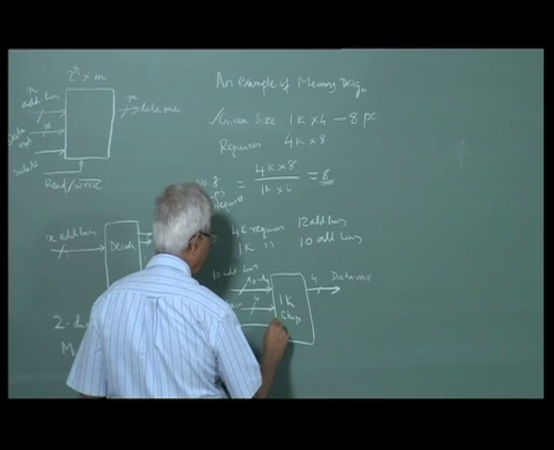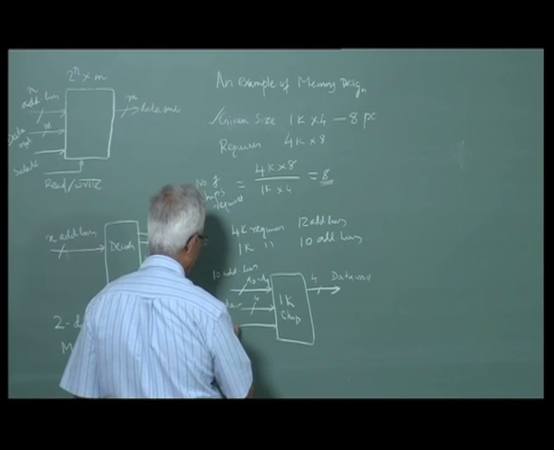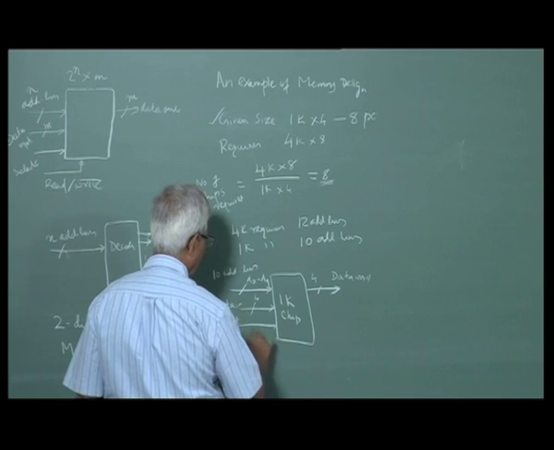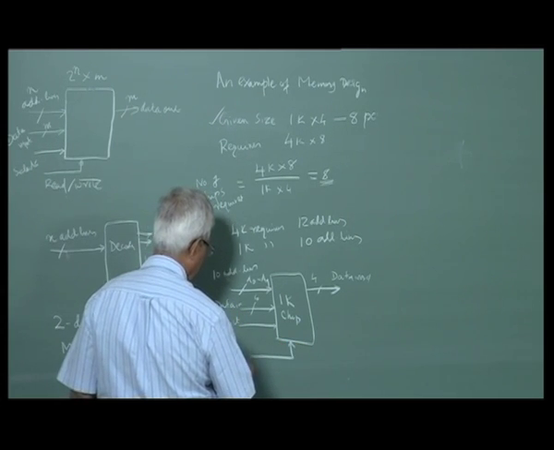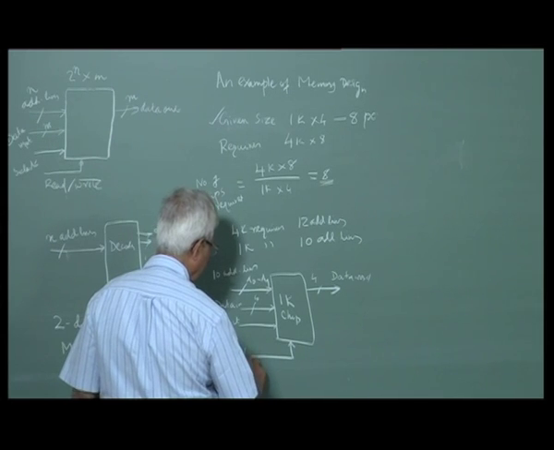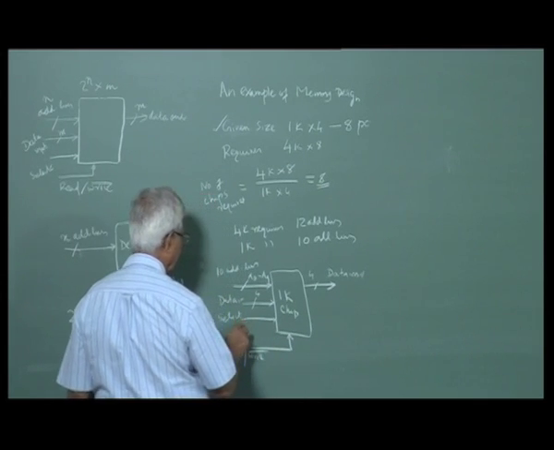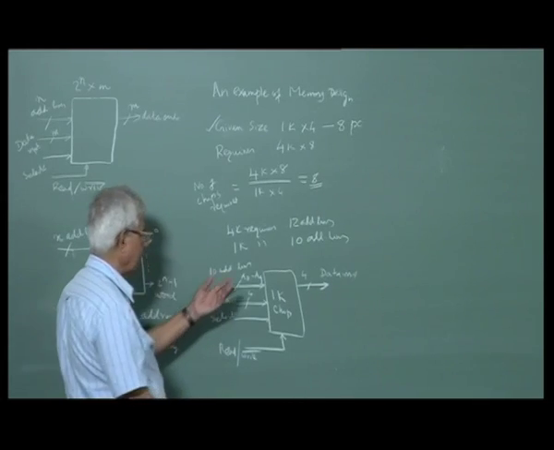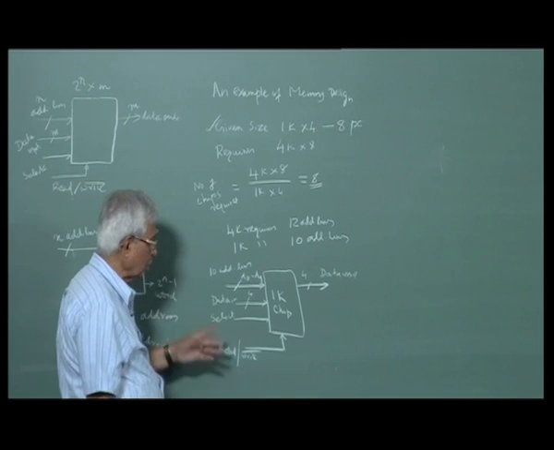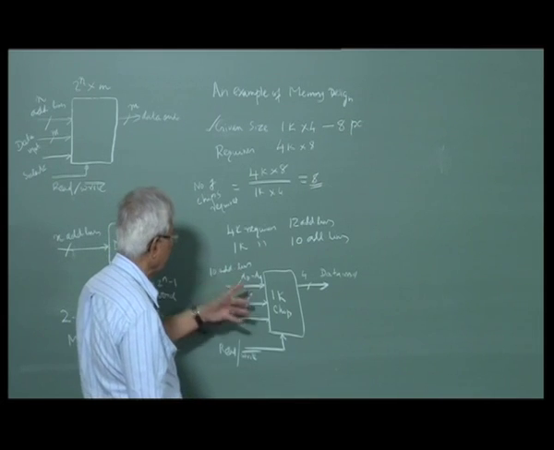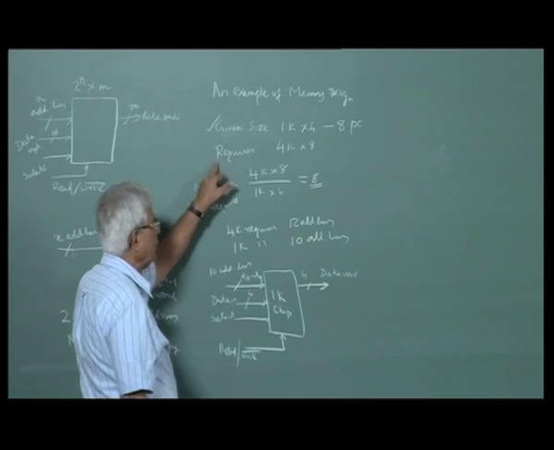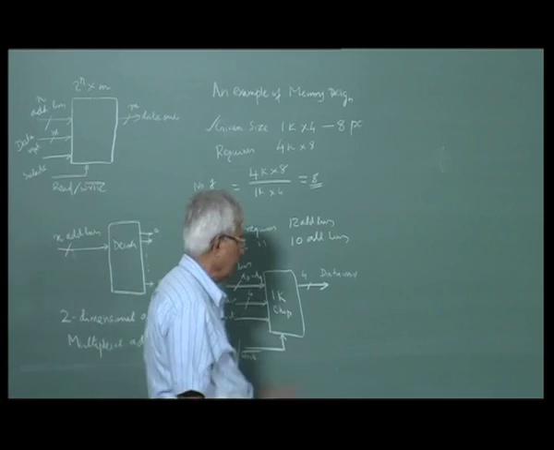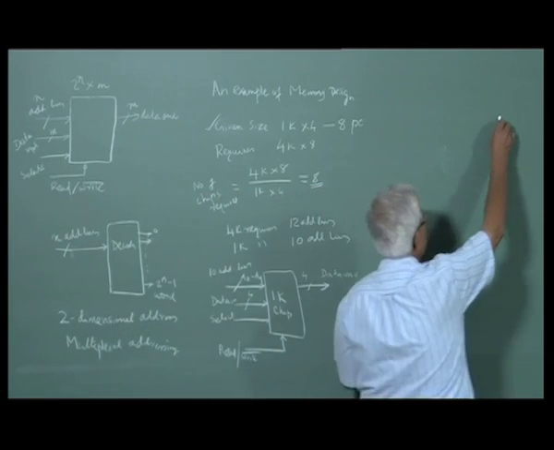And I have a select for each of these memories, and a read-write bar for each of these memories. We have seen how to use these inputs, read-write bar, select input, data in, data out and address lines, in the last lecture. Today what I am going to show you is how to use this 1K chip, 8 of them, and build a memory of size 4K by 8. I already said you need 8 chips, so we will organize them like this.